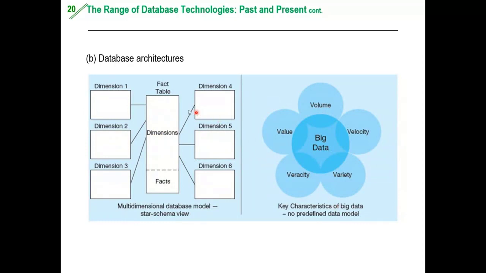And then we have, as I mentioned earlier, data warehouses or business intelligence types of applications. They have an architecture called the multi-dimensional database model, or sometimes we call it a star schema view of the database. This is another technology. We'll actually do this a little bit later in the semester.